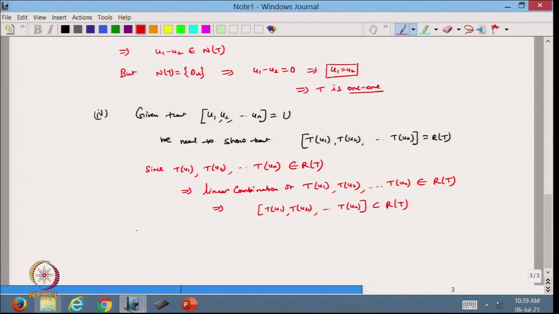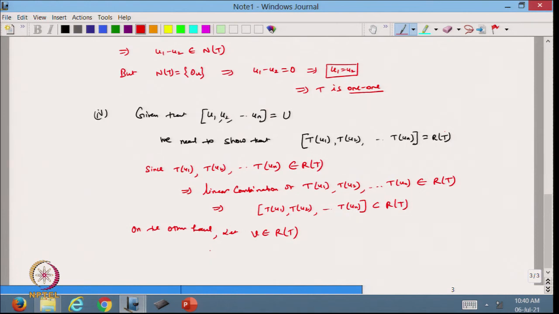Now, on the other hand, let me take an element V belonging to the range space of T.